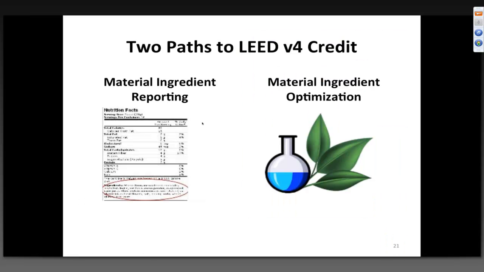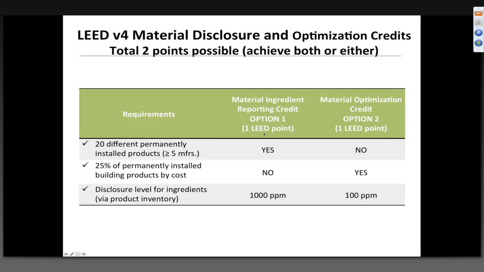The other big example of how Greenscreen is being used is as a source of 2 credits in the new U.S. Green Building Council LEED version 4. There's 2 parts to this standard. There's the material ingredient reporting credit, and there's a material ingredient optimization credit. And so there's 2 parts, the 2 credits, and they're a little different.